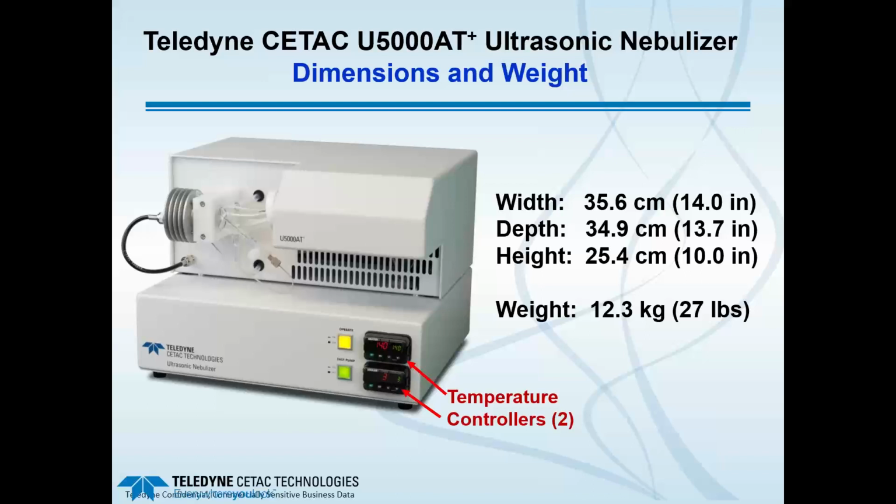I do want to point out on the front of the unit, in the lower right, are two temperature controllers. These are set at the factory, and these controllers operate to control the temperatures of the desolvation system that's used in the ultrasonic nebulizer. Because it's a more efficient nebulizer and we're generating more liquid aerosol, we do need to remove that excess water to keep the ICP plasma stable.